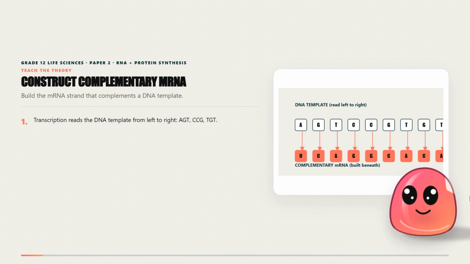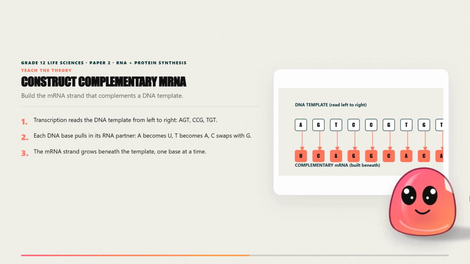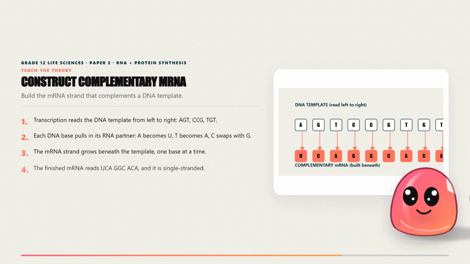Now the real task, build the messenger RNA beneath that DNA template. Read it left to right and write each base's partner in underneath. Keep one rule at the front of your mind, where the template shows thymine, the messenger RNA uses uracil. That single swap is the most tested idea in this whole topic, and learners lose a mark over it every year. Place each base, glance back at the template, build across the whole strand, and the finished messenger RNA should be complementary and single-stranded.